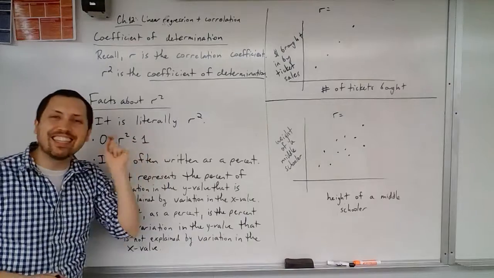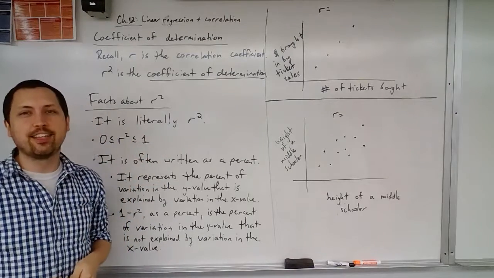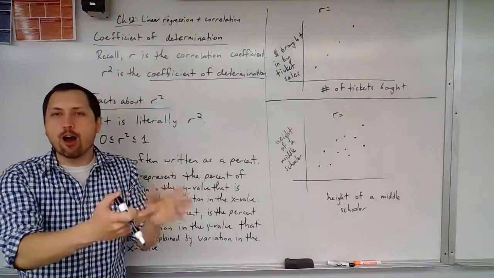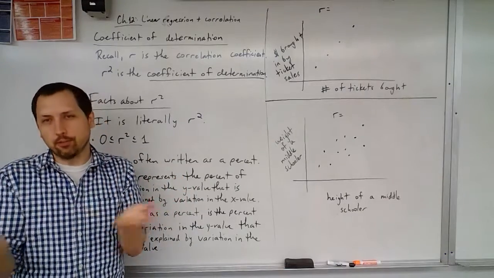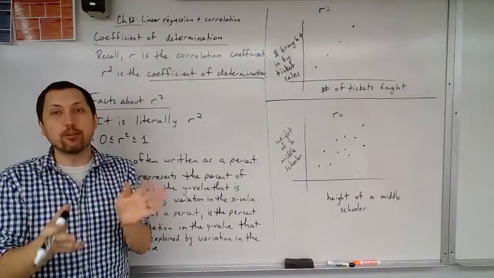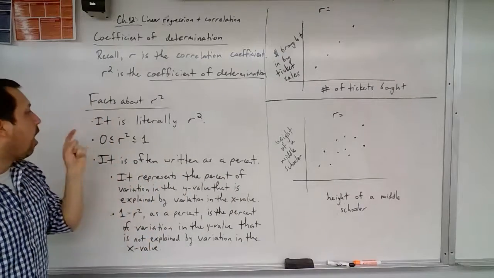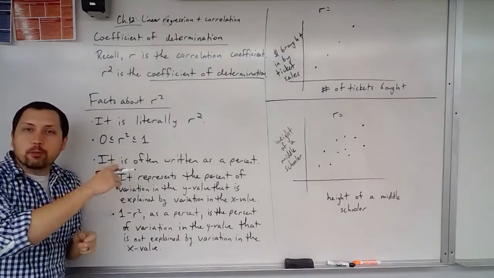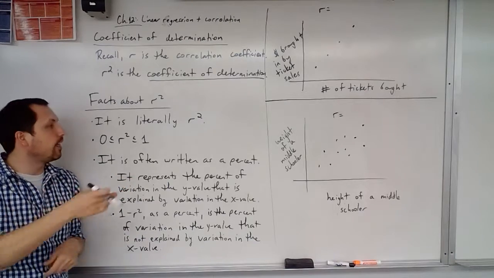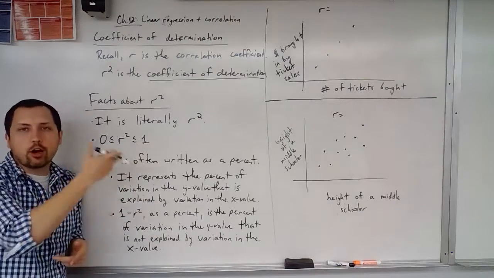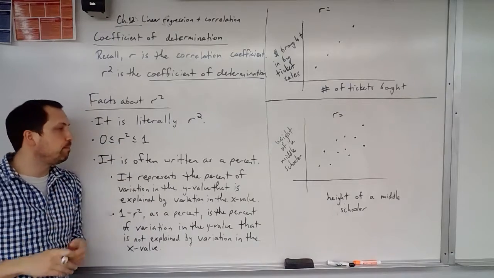The first thing is that it is literally R squared. What I mean is, if R is some number, you square that to get R squared. That's just how it's computed. Then, if R is between -1 and 1, when you square numbers between -1 and 1, you get numbers between 0 and 1. So R squared is always going to be between 0 and 1.